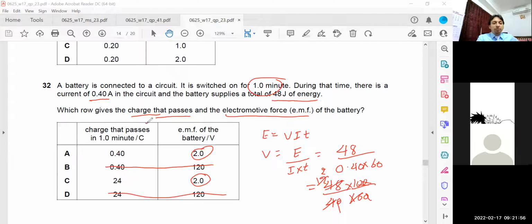Charge that passes through in 1 minute, children, Q. What equation will you apply? In a very simple equation, I is equal to Q by T. To calculate Q, it is better to use this equation, I multiplied by time. Current is the same current again, 0.40. Time is again 60 seconds, need to convert into seconds, 60 seconds. Please someone multiply this value.